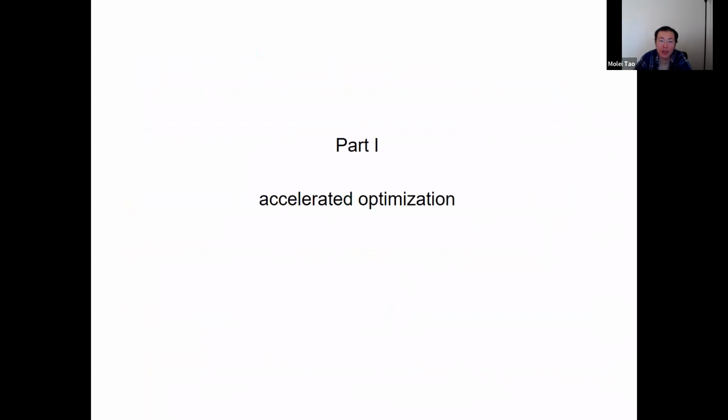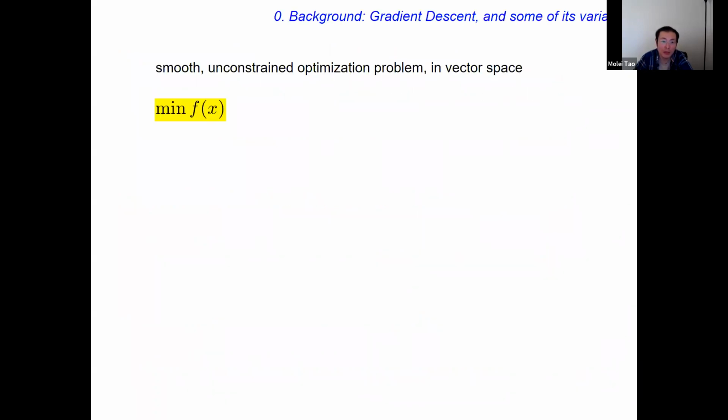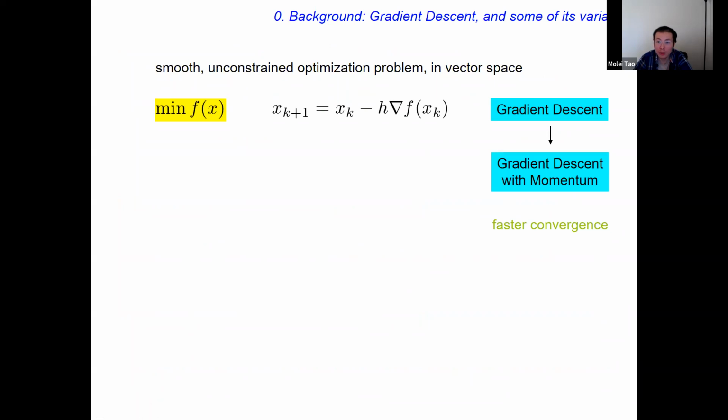Okay, so without further ado, let me first talk about accelerated optimization. Let me start with a smooth unconstrained optimization problem in vector space. I'm just trying to minimize this function, and gradient descent is a very popular method used in machine learning for this task. What is funny is that when practitioners talk about gradient descent, sometimes they actually mean gradient descent with momentum, which is a family of popular methods.